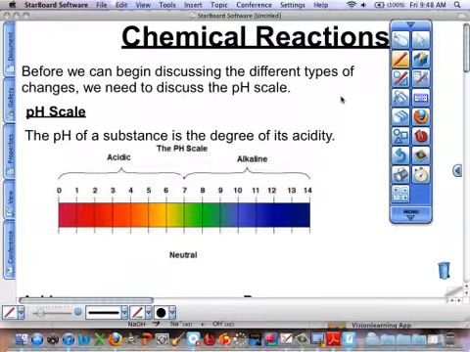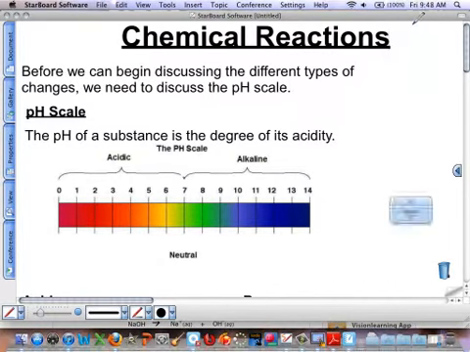Okay, so guys, when we take a look at pH, basically pH is a way of looking at how acidic a substance is. That's really all it does. It's going to give us the relative value of how acidic something is. So that's what I want you guys to write down. So basic pH is just how acidic something is.